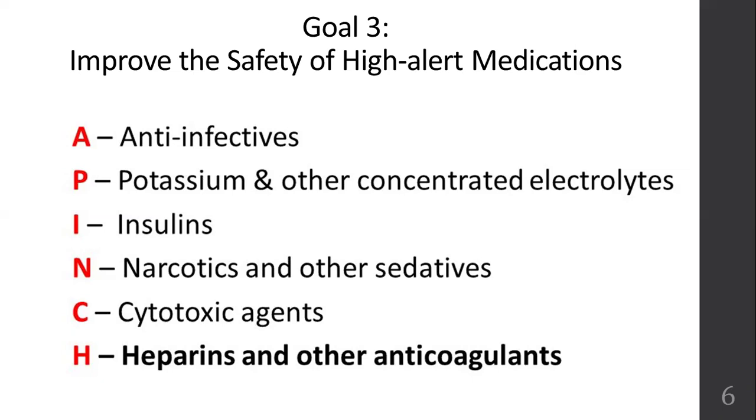N stands for narcotic drugs and any other sedatives. Okay. Then C stands for cytotoxic agents given during chemotherapy. H stands for heparin and other anticoagulant drugs. So these are the high alert medications. When a doctor has prescribed it, double check it, and identify the patient properly. Don't give the high alert medications by mistake to any other patient who is not prescribed these.